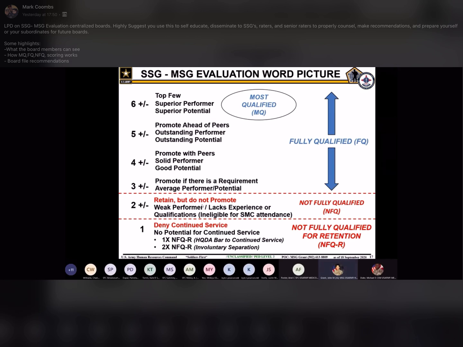So if you look at 6 plus minus, right? If you receive a 6 plus, that is going to be the highest score that a board member can give you. 6 plus is the highest. The next score down would be a 6.